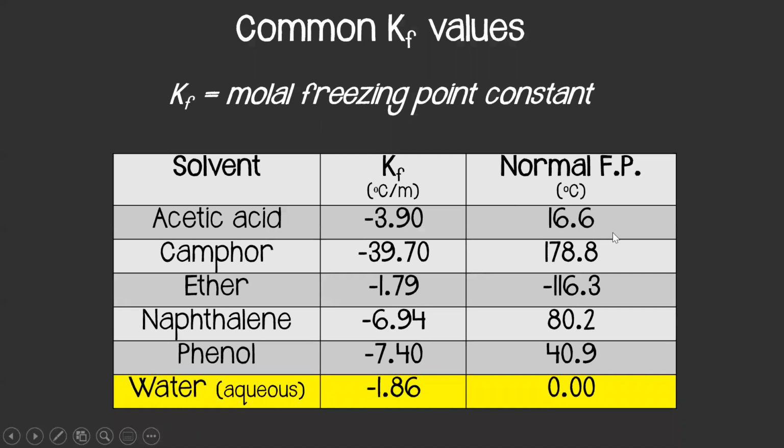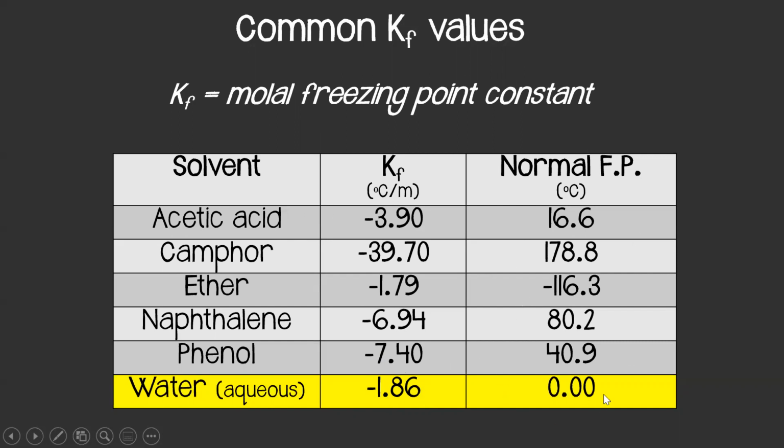So this chart is helpful. It tells you what solvent and then the KF value, which is a constant. So if you're having a water-based solution, which is common, you would use this value for KF. If you had acetic acid, you would use this one. So you have to look at the actual solvent given to you in the problem. And these are all negative. So you're going to end up with a negative answer for delta TF because of that.